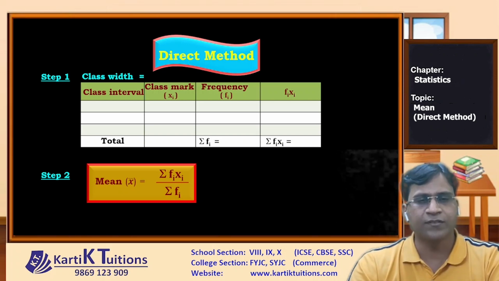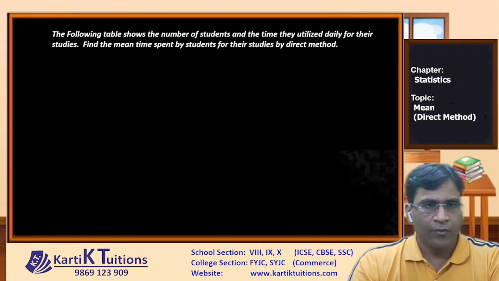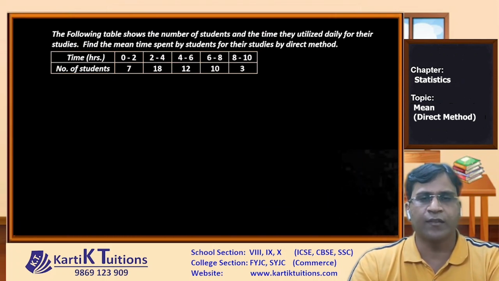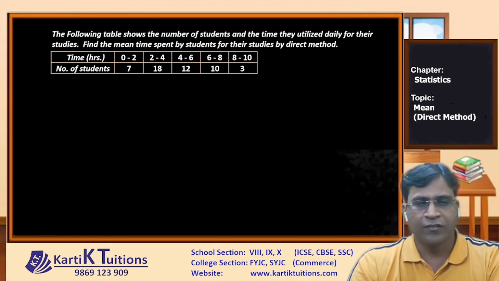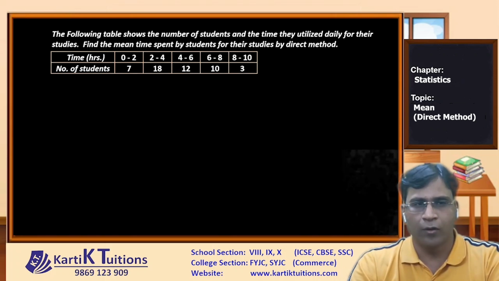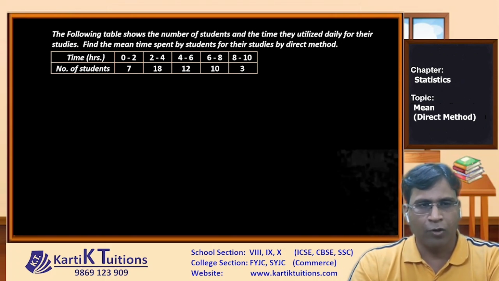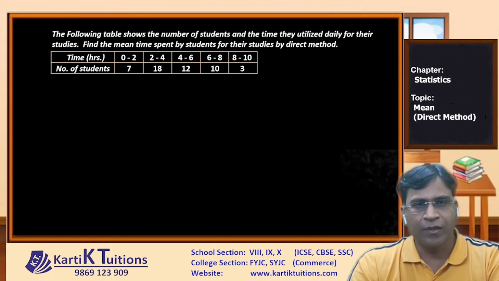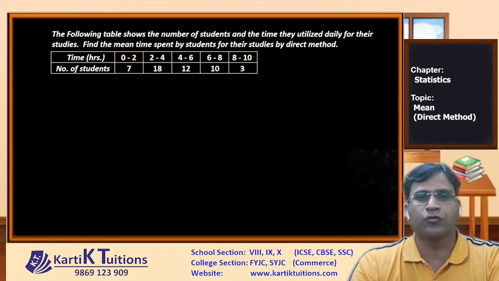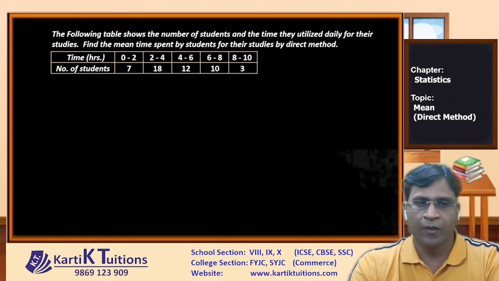Now let's start with one sum for understanding. The following table shows the number of students and the time they utilize daily for their studies. Find the mean time spent by the students for their studies by the direct method. See, this is directly applicable to you all. Here we are talking about students only and how much time they utilize for their studies. They have asked us to find the mean time spent by the students for their studies by the direct method. So let's start.